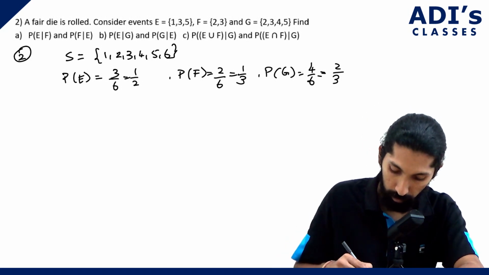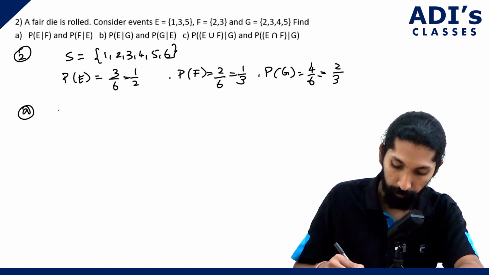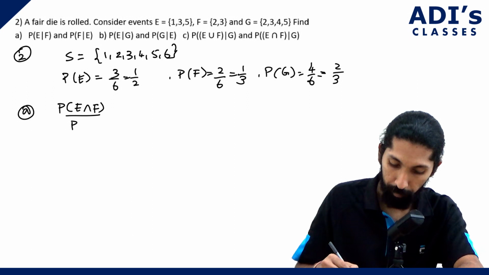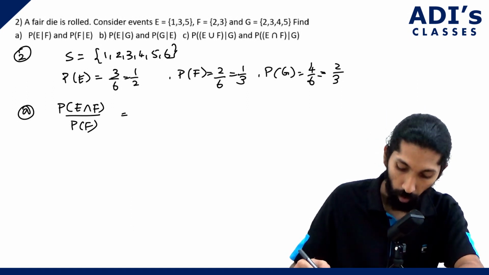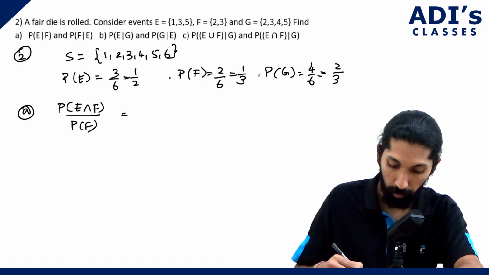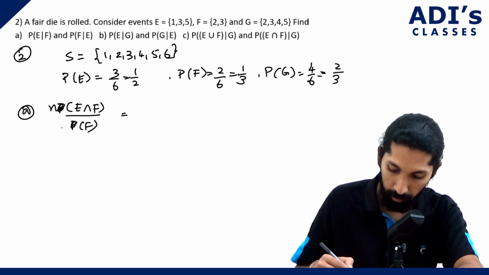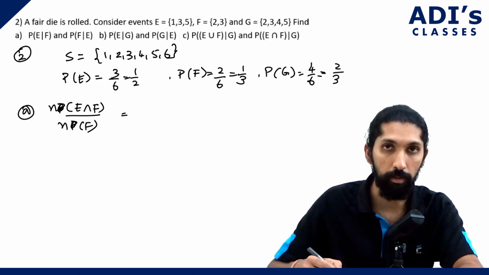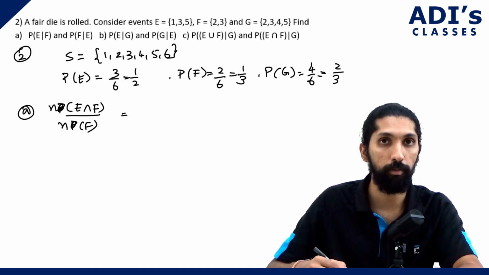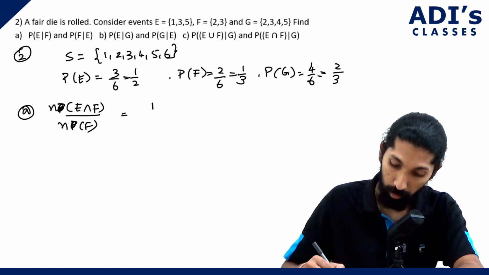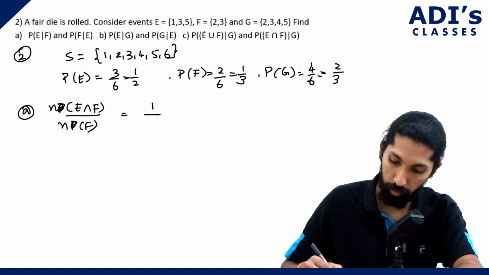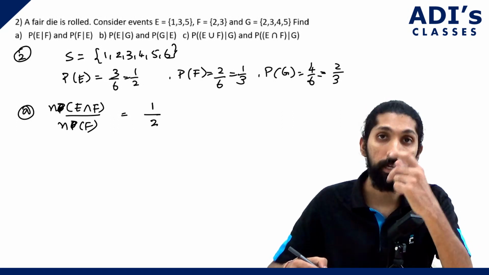Now let's do the first one. P of E given F, that's nothing but P of E intersection F divided by P of F. Correct? Or you can also take N of this by N of this, because to be honest, it's going to give you the same result. There is no change in the result whatsoever. So n of E intersection F is just 1. That's number 3. Divided by n of F is 2. Correct?